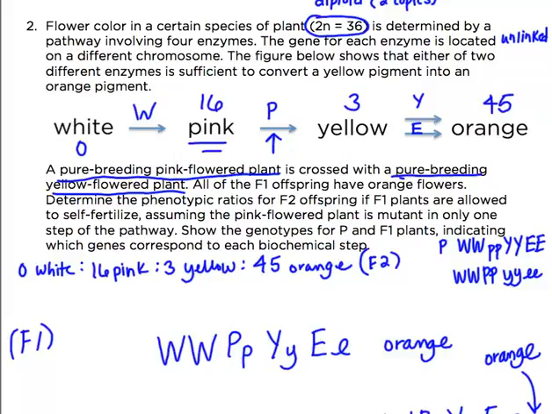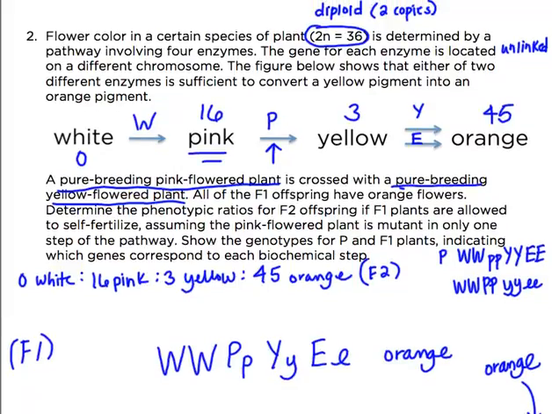Sorry it took a while, but as you can see, once you get more than 2 or 3 genes, the line method does take some time, but that is the only way to do it. It's the simplest way to do it. Obviously, a Punnett square would take forever in this case. So that's how you do this problem, and I hope that this helped.